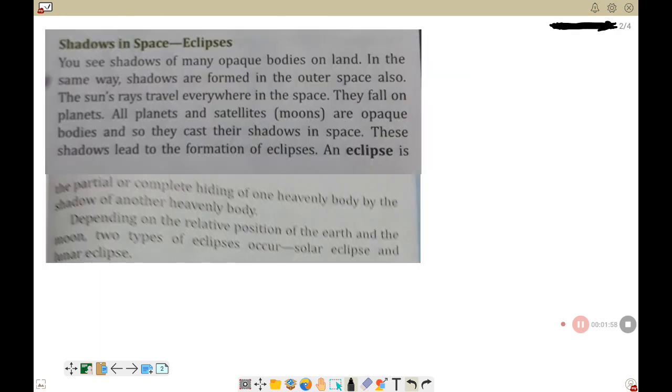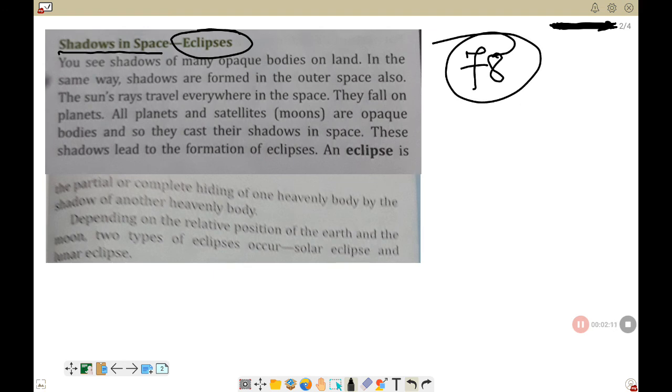Okay, so the next topic that we are going to discuss is shadows in space, that is eclipses. You'll find this in your book on page number 78. At the bottom of the page you will see shadows in space, they are called eclipses. So shadows which are formed in space are called what? Eclipses. Okay, you see shadows of many opaque bodies on land.